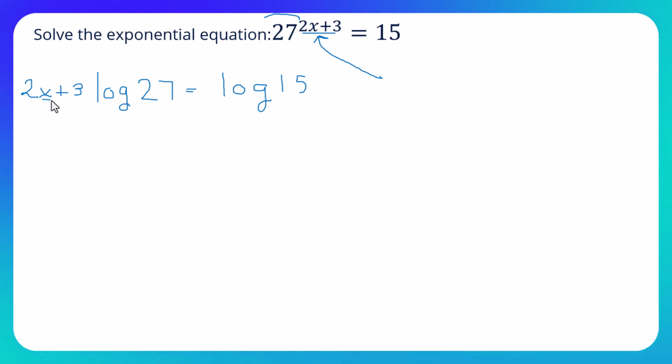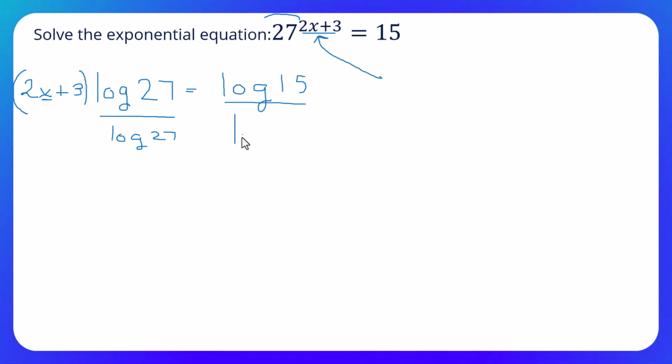And remember that we're solving for x. We're multiplying this by the log of 27, so let's divide both sides by the log of 27. Divide the right-hand side by the log of 27. This is going to cancel. Okay, so we have 2x plus 3 equals log of 15 over log of 27.